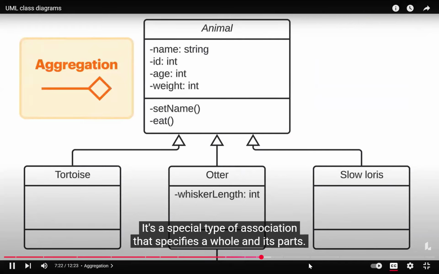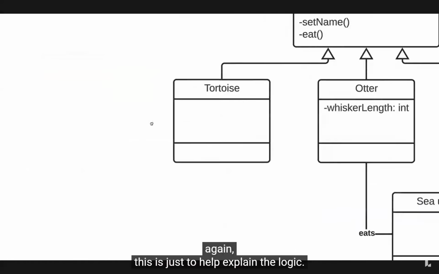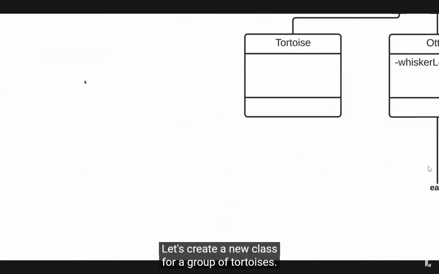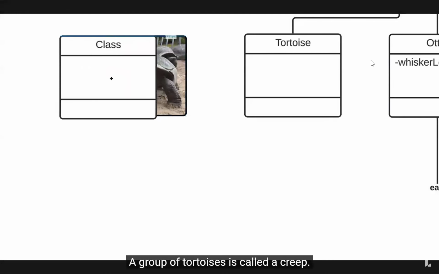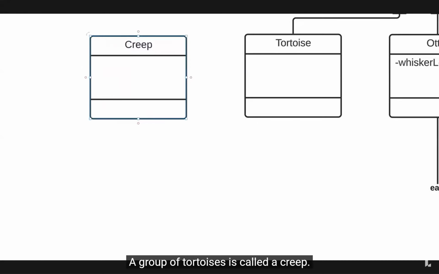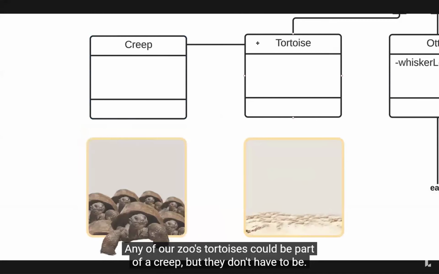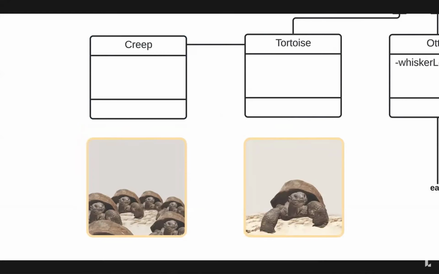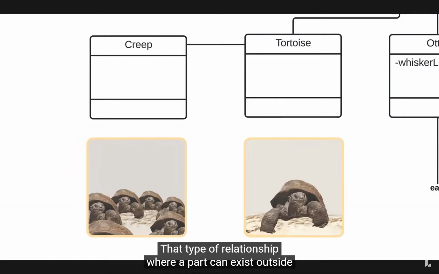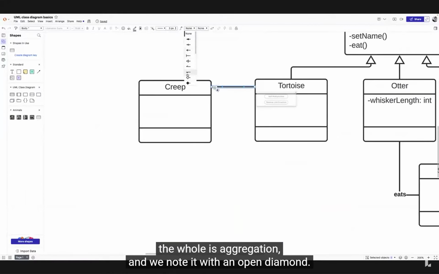A whole and its parts. So to continue with our zoo example, again, this is just to help explain the logic. Let's create a new class for a group of tortoises. A group of tortoises is called a creep. So here's our creep class, and it's got a relationship with tortoise. Any of our zoo tortoises can be part of the creep, but they don't have to. A tortoise could leave the creep at any point and still exist on its own. That type of relationship, where a part can exist outside the whole, is aggregation.